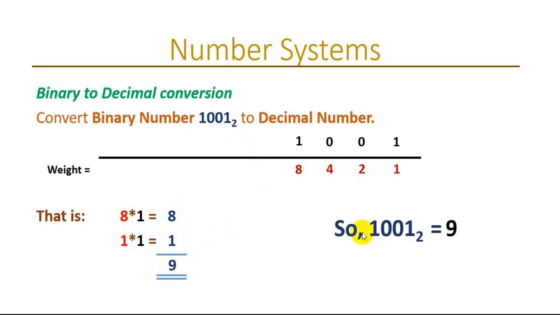So 1001 binary is equal to 9 decimal. For decimal, you don't have to put the subscript, because if the subscript is not there, we assume the number to be a decimal number. Again, you can write it either with the 2 or the B.